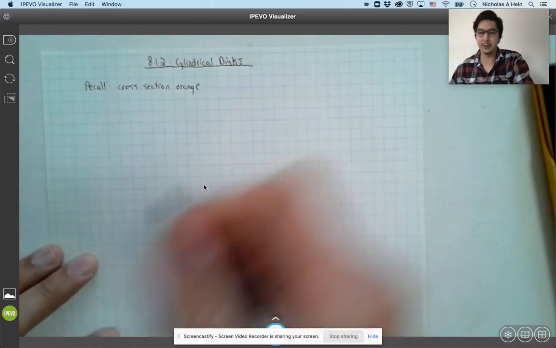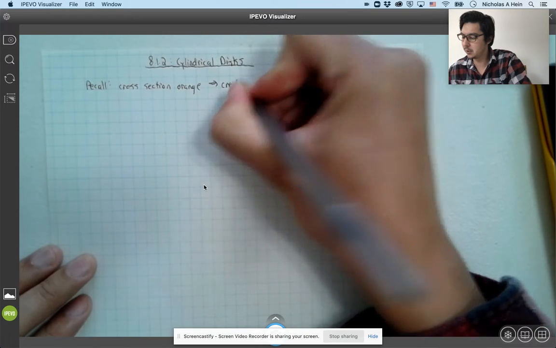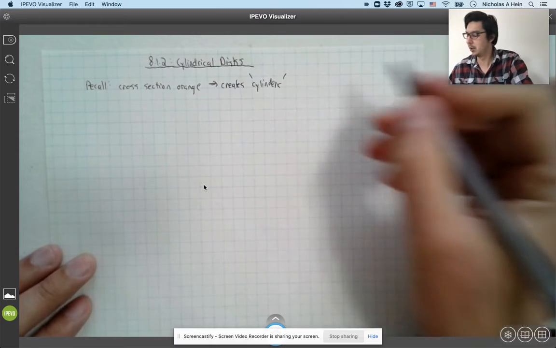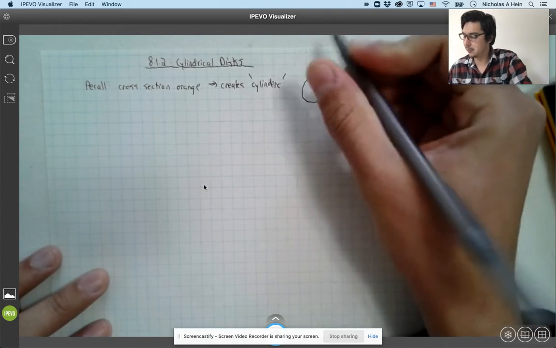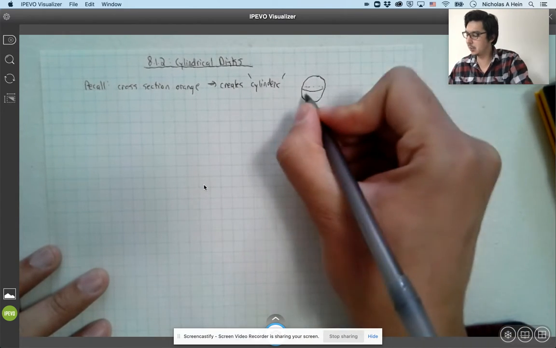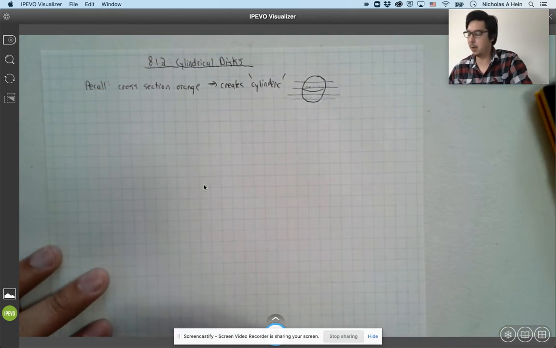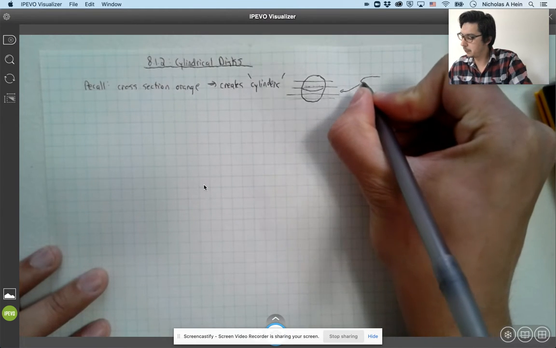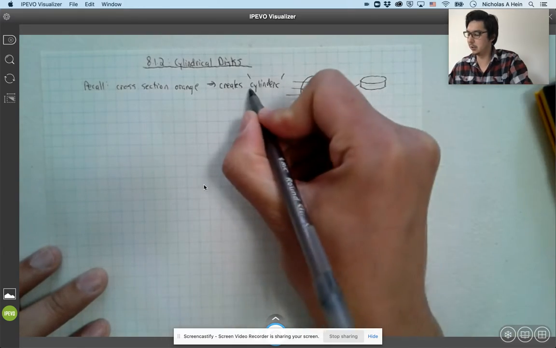And the big thing is, when we take cross sections of an orange, what does it create? It creates cylinders, or at least cylinder-like shapes, where if you have an orange that's very spherical, it doesn't necessarily have to be spherical, but it was here. When we took cross sections of it, cutting it along the way, you get the idea of cylinders, okay?